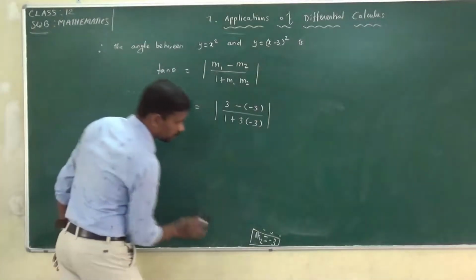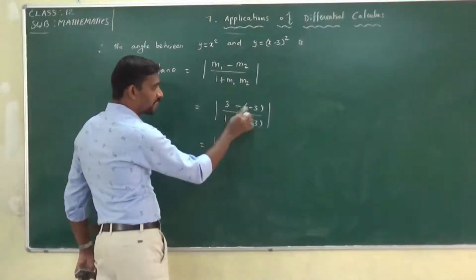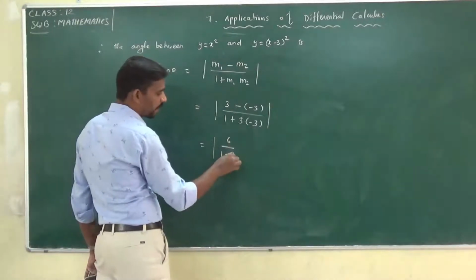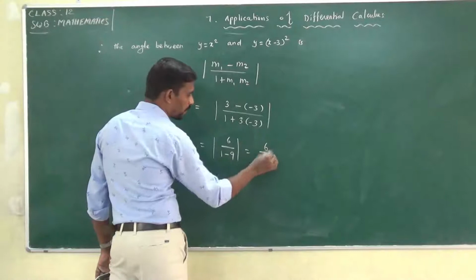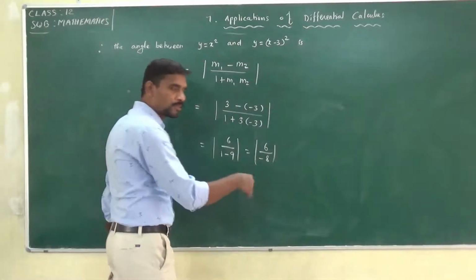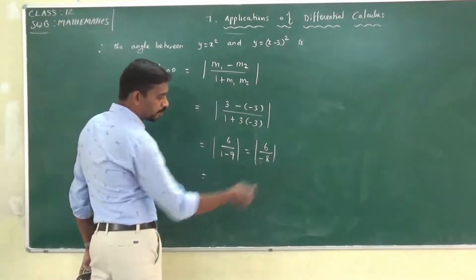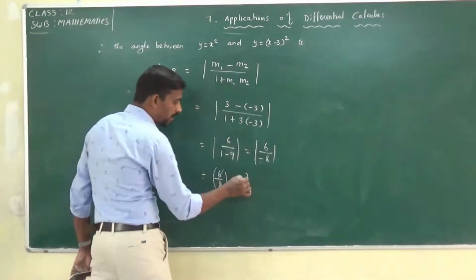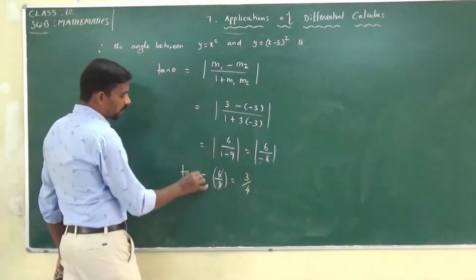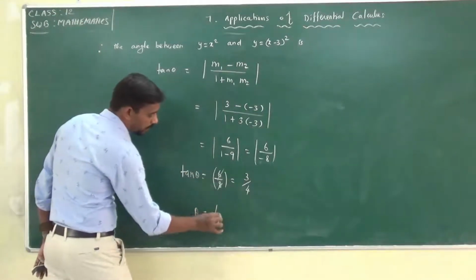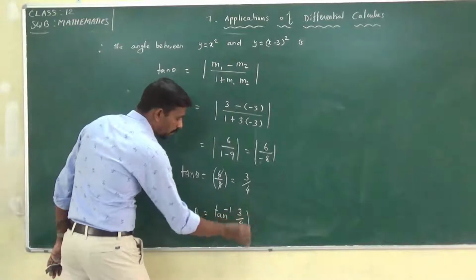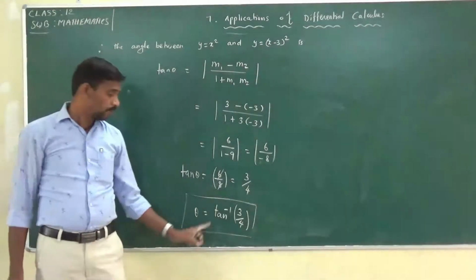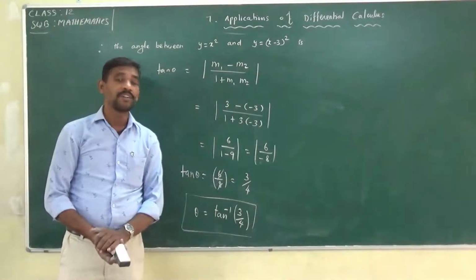Okay? What do you get? Minus and minus, 3 plus 3, so 6. Here 1 minus 9 is minus 8, which is equal to 6 divided by minus 8. Modulus means the negative term changes into positive. So we get 6 by 8. By cancelling by 2, we get 3 divided by 4. So tan theta is equal to 3 by 4. Thus theta is equal to tan inverse of 3 by 4. This is the angle between the curves y is equal to x square and y is equal to x minus 3 the whole square.